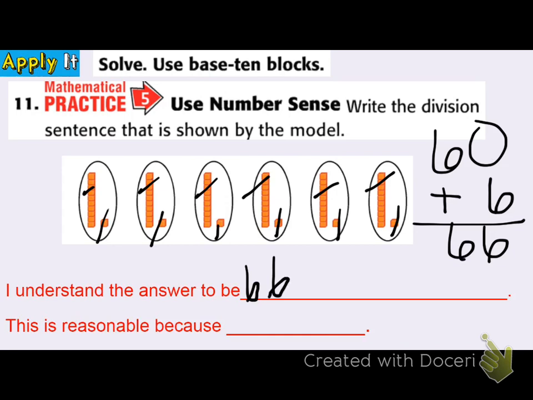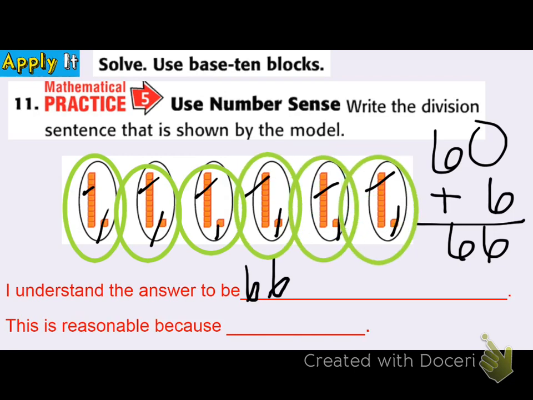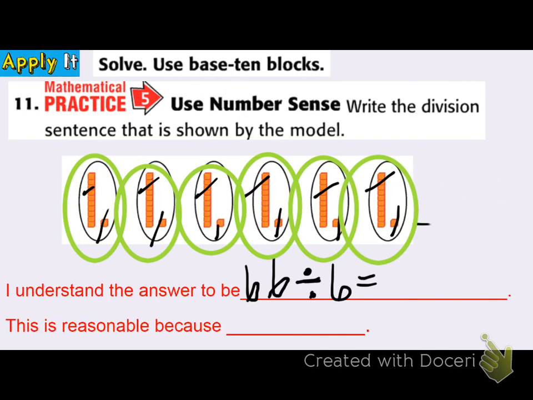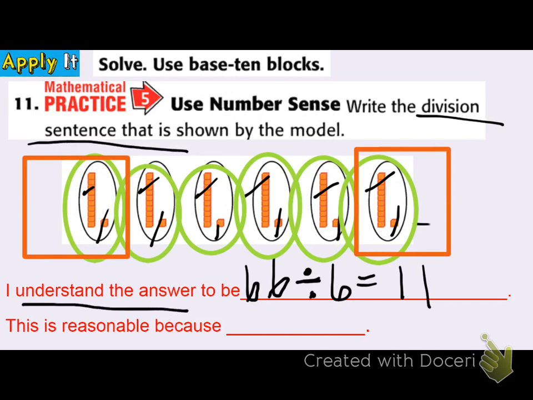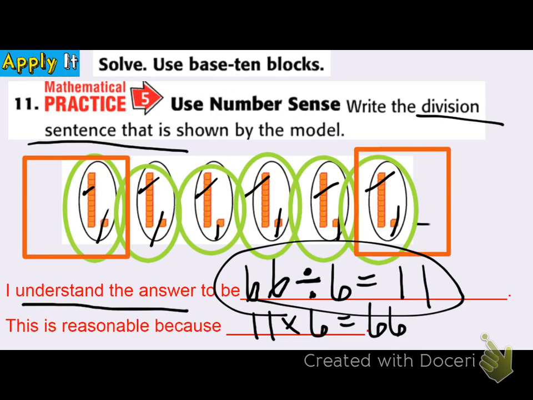66 was their total. And they put 66 into 1, 2, 3, 4, 5, 6 groups. So 66 divided by 6 groups. And then we need to figure out how much was in each of those 6 groups. Well, I can see right here that they had 11 in each of the groups. So a division sentence, I understand the answer to be 66 divided by 6 is 11. It's reasonable because the fact family 11 times 6 will equal 66. I got the right answer.